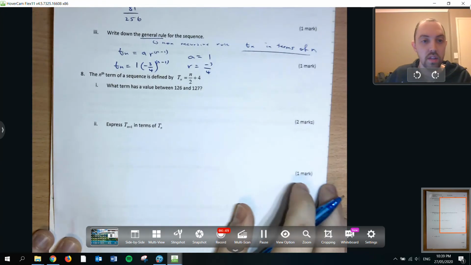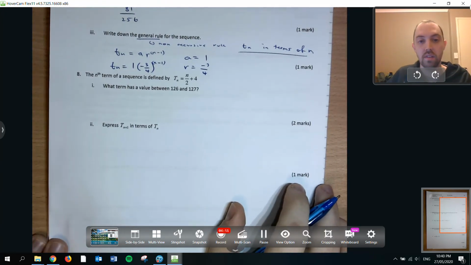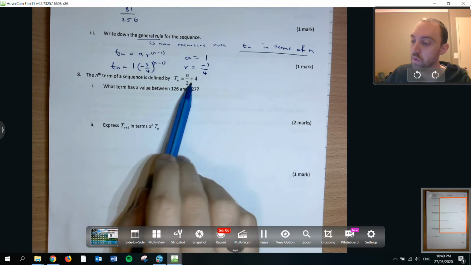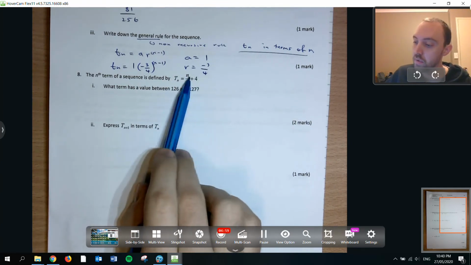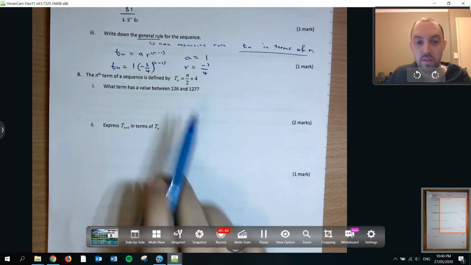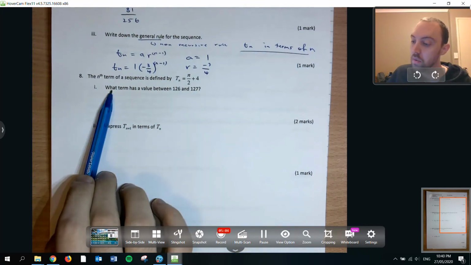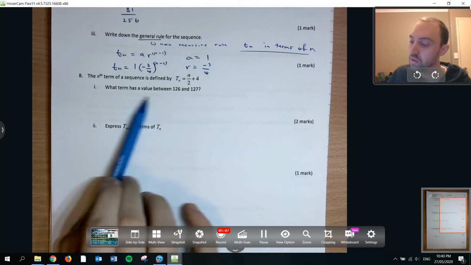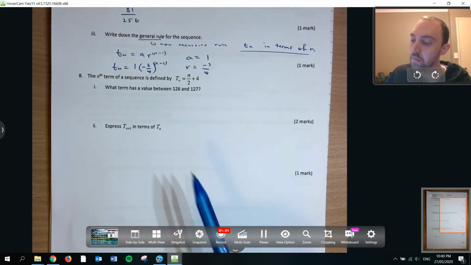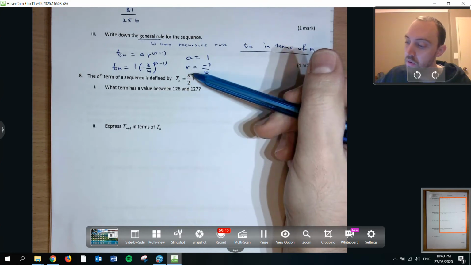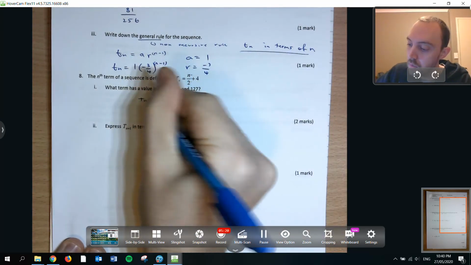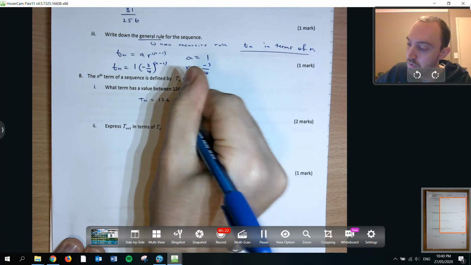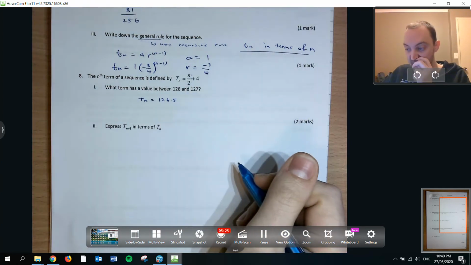Question 8. The nth term of sequence is defined by Tn is equal to n over 2 plus 4. This is my non-recursive rule. It doesn't have Tn or Tn plus 1 on both sides. So what term has a value between 126 and 127? Now, my best guess would be, because I am counting by halves here, that Tn would eventually become 126.5 rather than any other number.